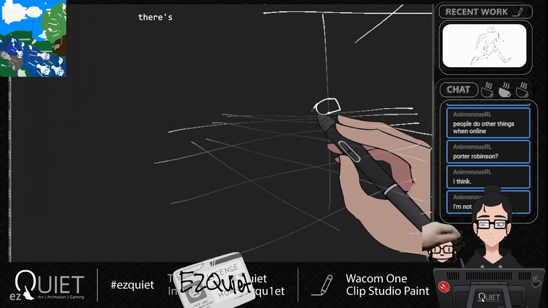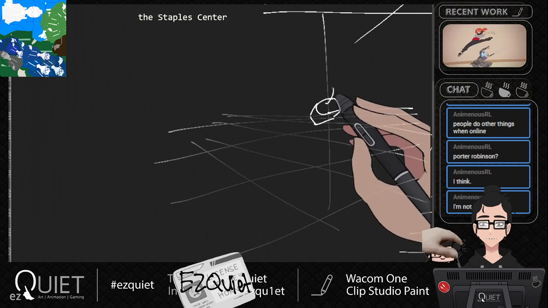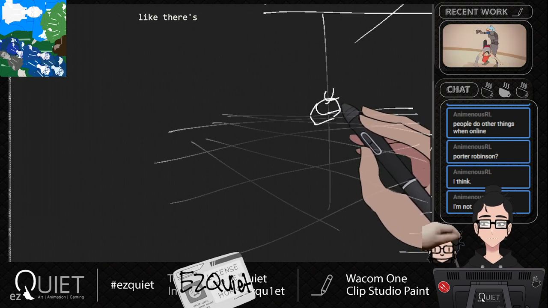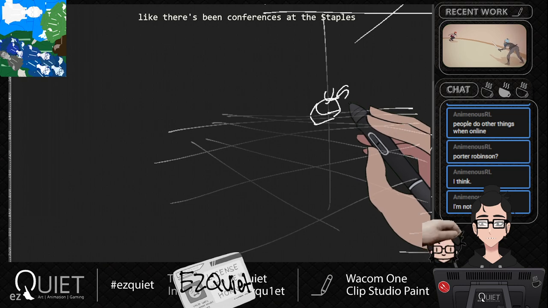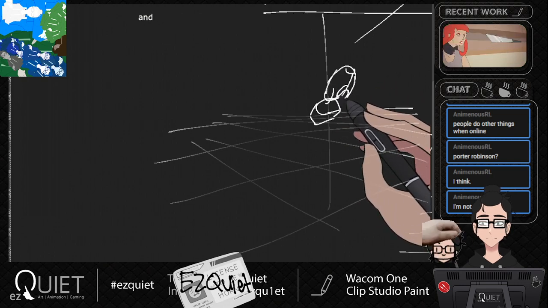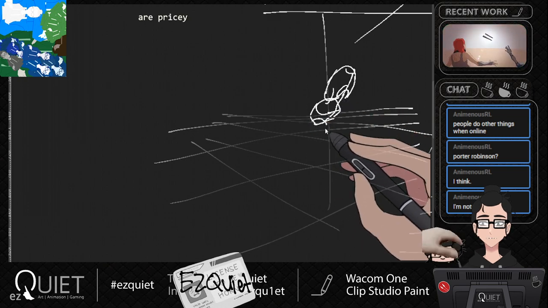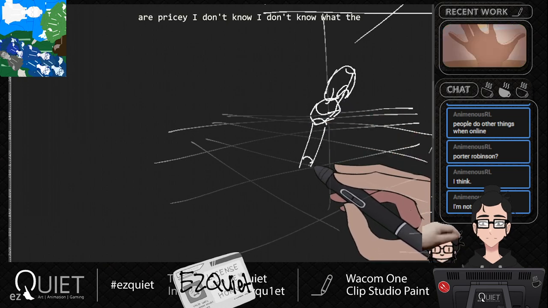There's the one at the Staples Center, right? That's a thing in LA. I've never been to the Staples Center, I have no idea, but I feel like there have been conferences there. Anyway, they do things like that, right? And those spaces are expensive. Those are pricey. I don't know what the dealio would be if it ever transitioned to VR.